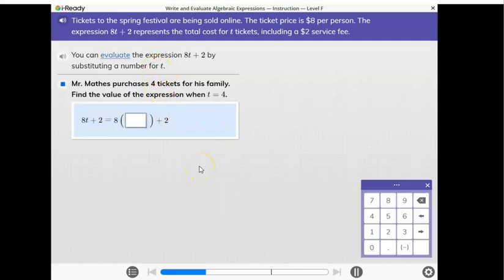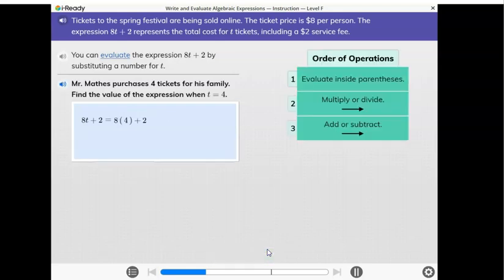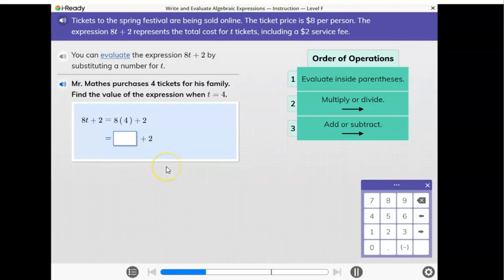So, for example, we know that 4 tickets were sold for this one family. T equals 4, and then we plug it in. And now we just do the order of operations. We're going to work it step by step.